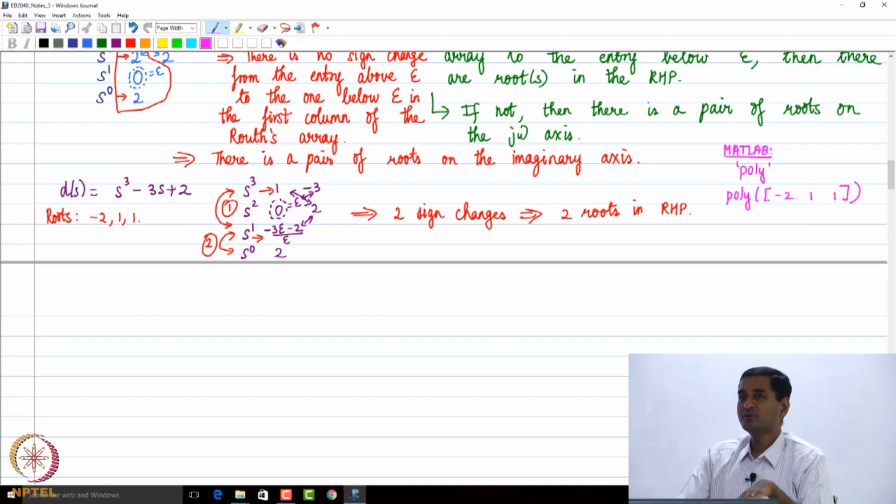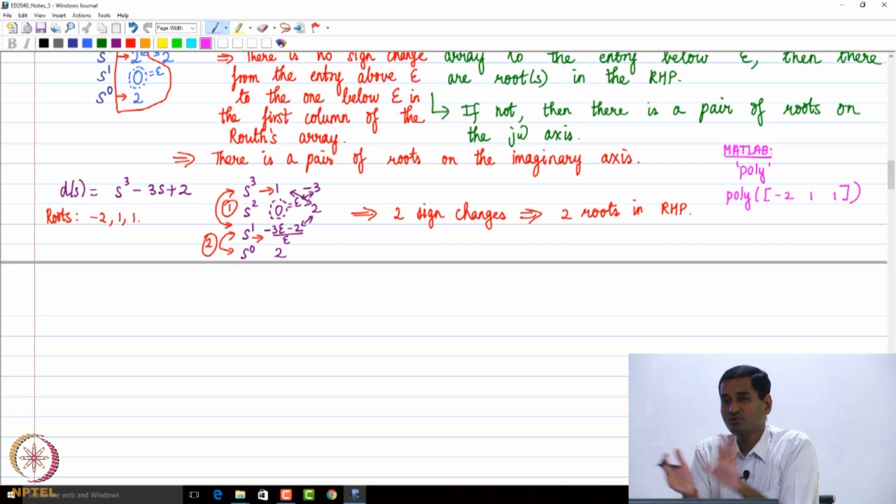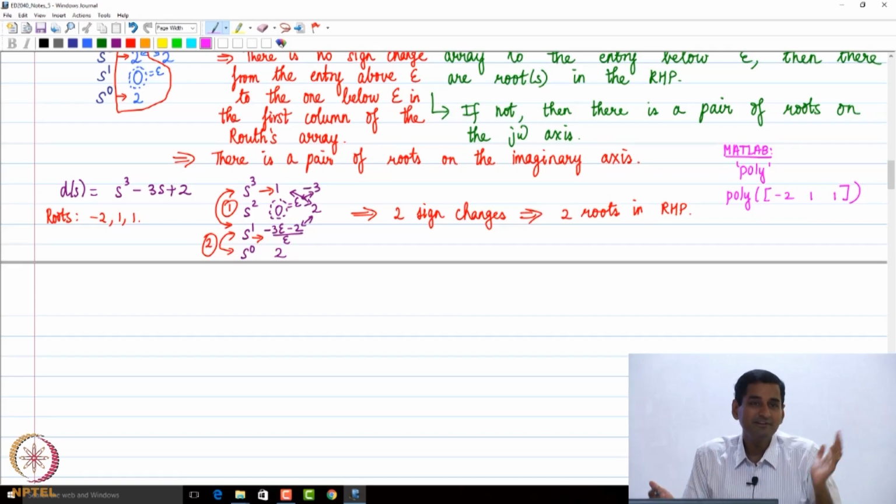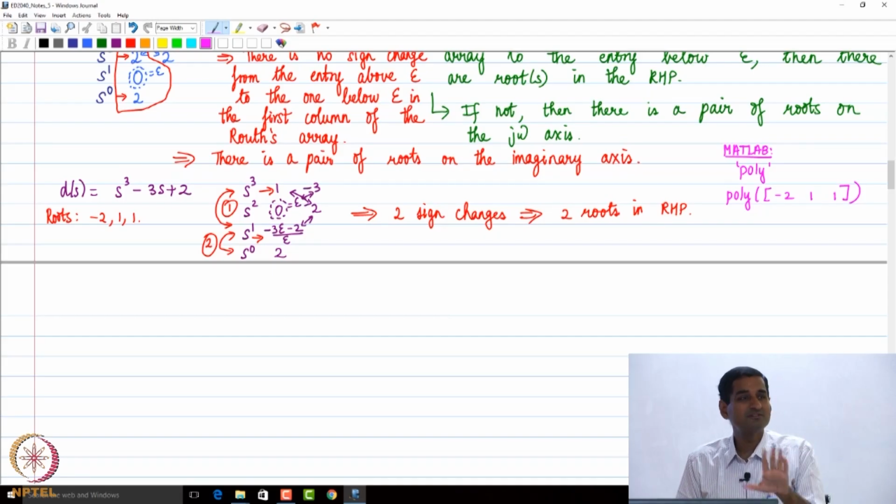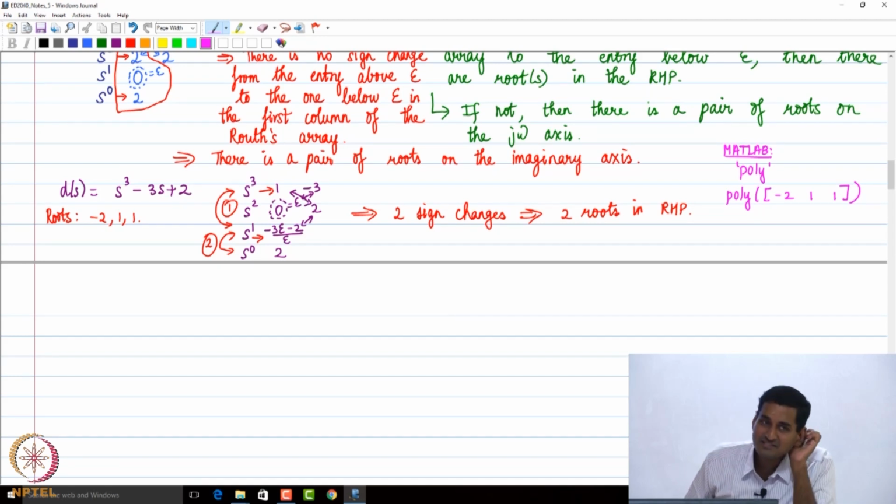So if you give this polynomial to me as a denominator polynomial of a transfer function, just by observation I will say that the system is unstable. I don't even need to construct the Routh array, because I can see that the necessary condition is violated. That is, all coefficients must be non-zero and of the same sign. But our task here is to just construct the Routh array and learn. Okay, so that is the idea.